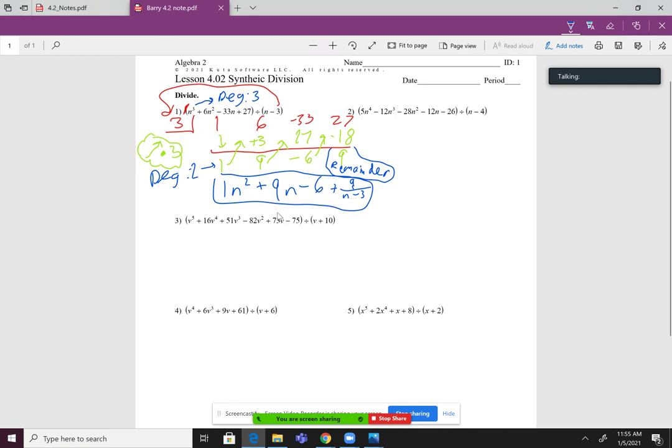Okay. So there we go. We don't really need the 1 in front of the n squared, correct? So that's kind of optional, but there we go. n squared plus 9n minus 6 plus 9 divided by n minus 3, okay? So we always put the remainder over the thing we were dividing by.